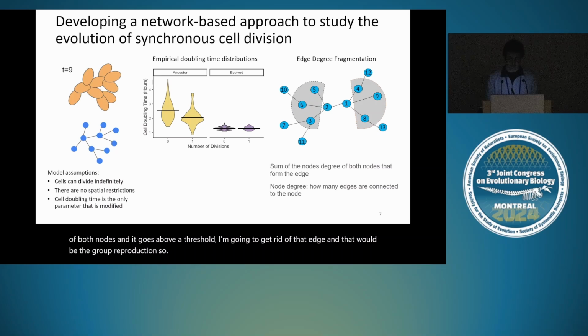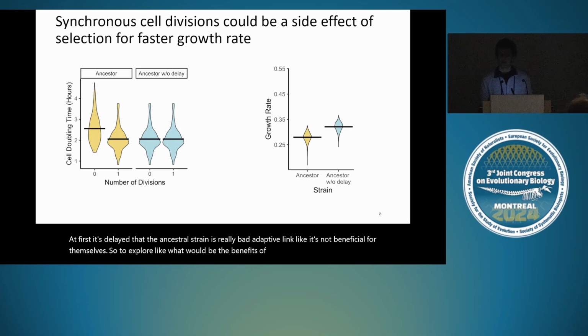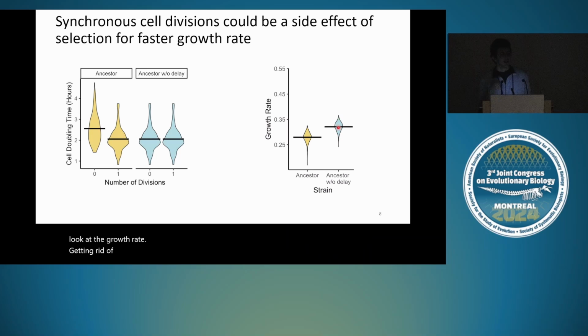So at first, this delay that the ancestral strain has is really bad adaptively, it's not beneficial for the cells. So to explore what would be the benefits of getting rid of this delay, I have the doubling times of the ancestor, and I was also doing other simulations with synthetic data where I got rid of the delay of the first division. And here we can see that if we just look at the growth rate, getting rid of the delay will give us an advantage. But as the title says, I'm saying that the synchronous cell division evolved by a side effect of selection for faster growth rate.